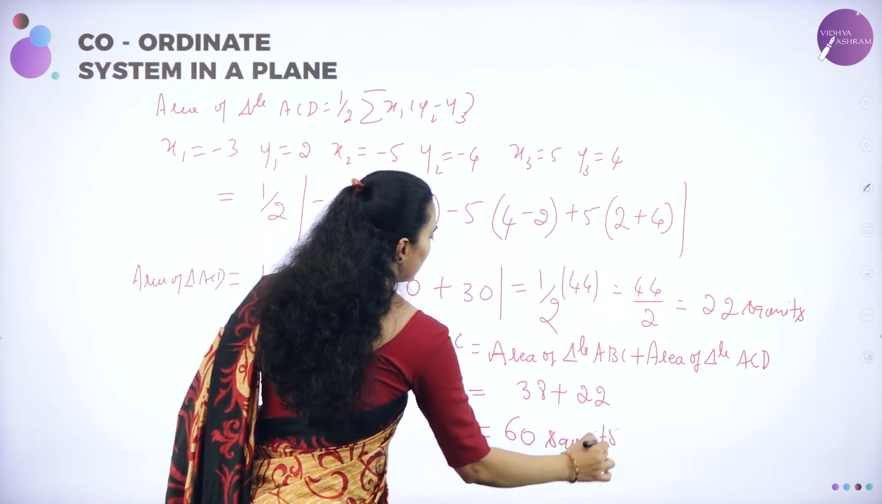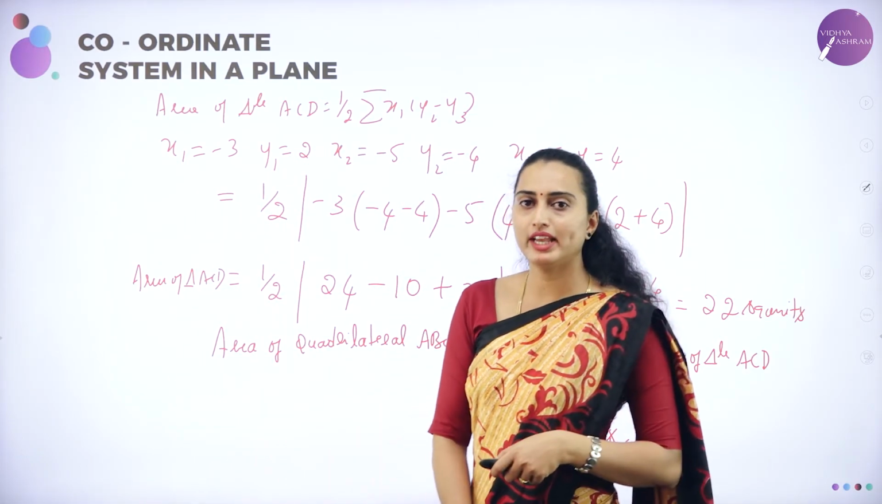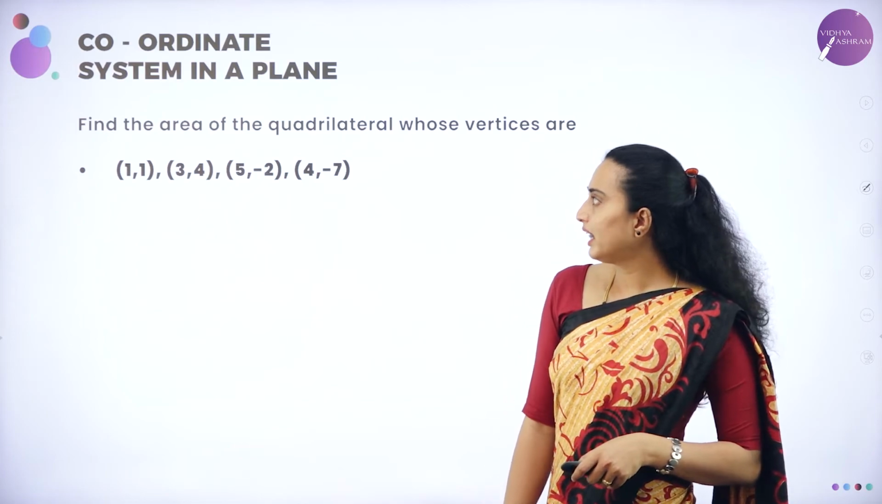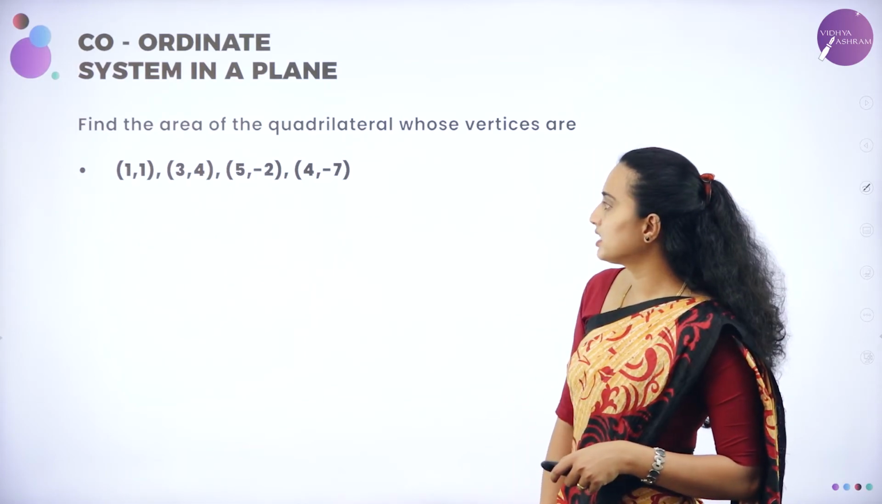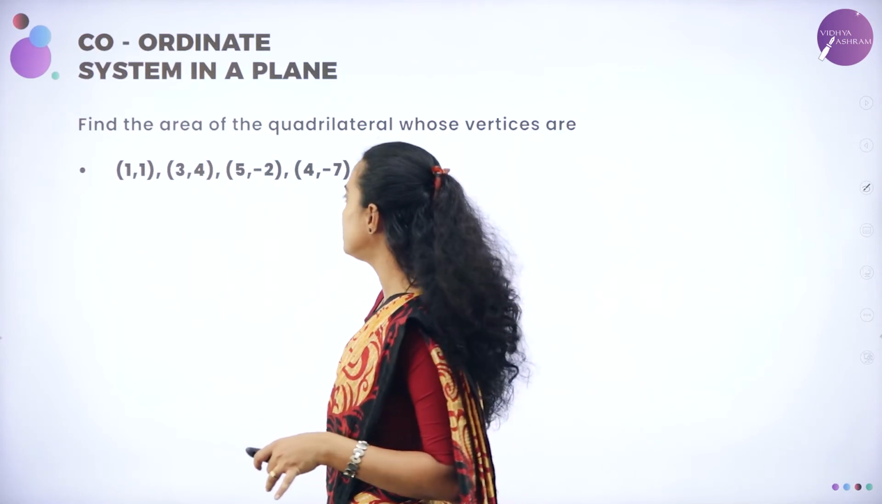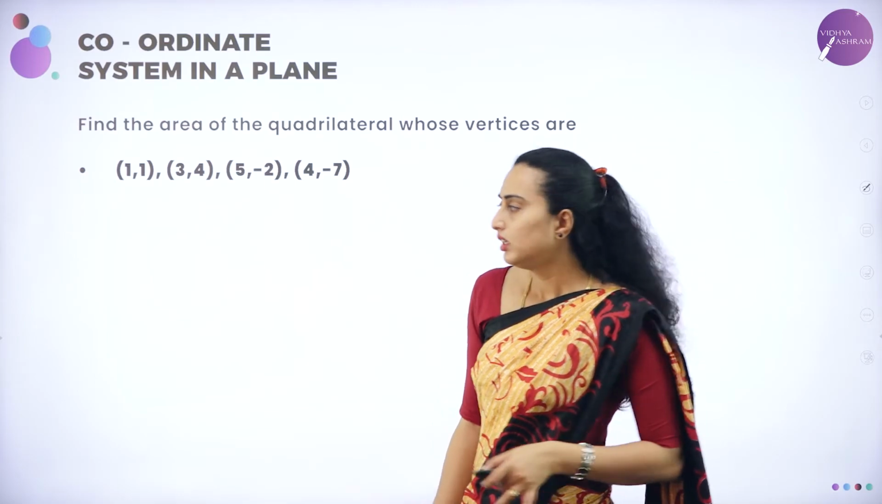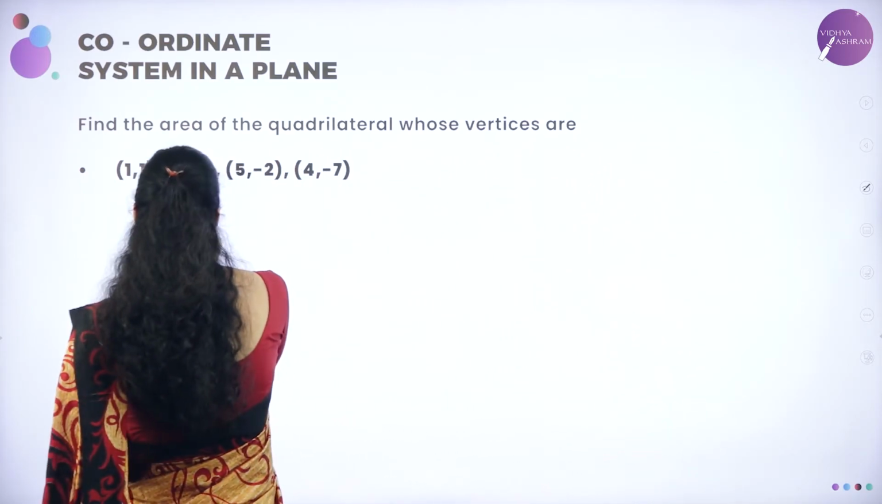Is that easy, dear students, to calculate? Yes. Okay, we'll be moving on to the next problem. Find the area of the quadrilateral whose vertices are 1, 1, 3, 4, 5, minus 2 and then 4, minus 7. Let me take it as first area of a triangle.